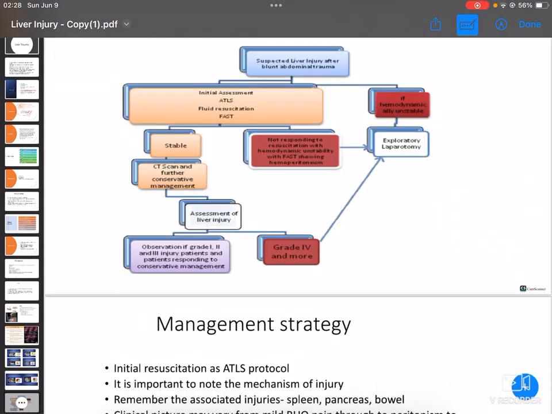Now, suspected liver injury after blunt trauma. Initial assessment by ATLS, fluid resuscitation first. The patient is either stable or non-responding to resuscitation with hemodynamic instability, with FAST showing hemoperitoneum. If hemodynamically unstable, exploratory laparotomy. If stable, CT scan, further evaluation and assessment of the liver injury, observation for grades 1, 2, 3. And when there is grade 3 or 4 or more, the patient will need exploratory laparotomy.